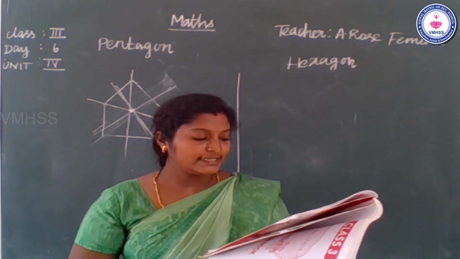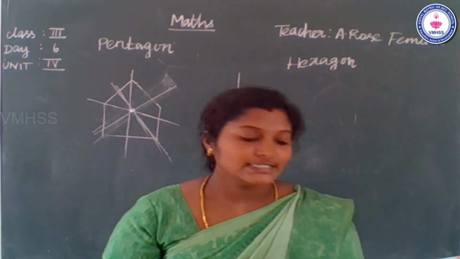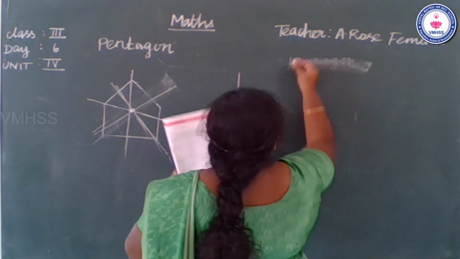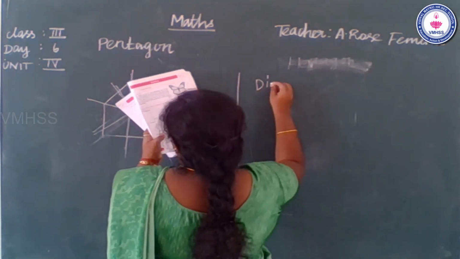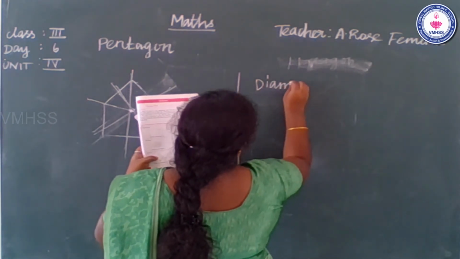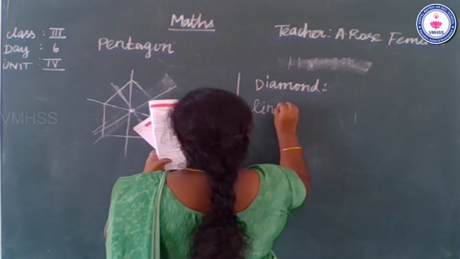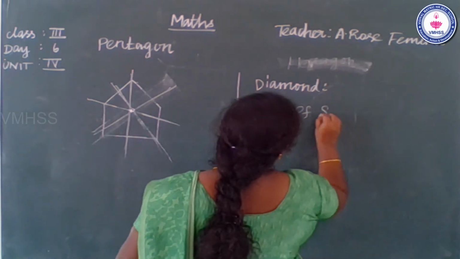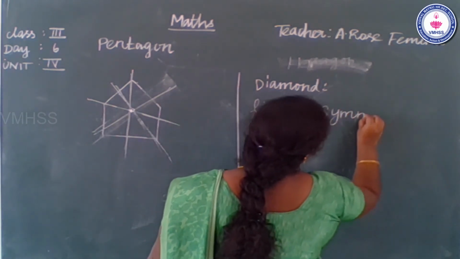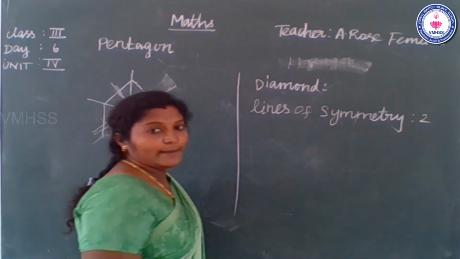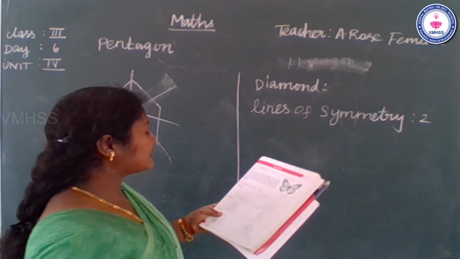Okay, so what is the next one? Diamond. So diamond, lines of symmetry 2. Okay, so next one, circle.